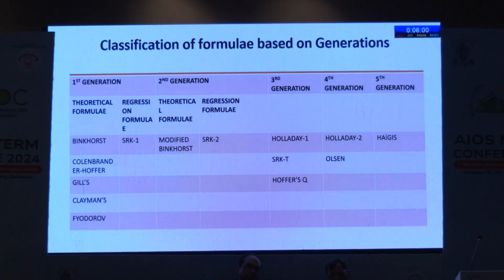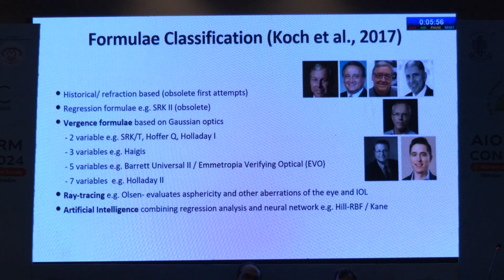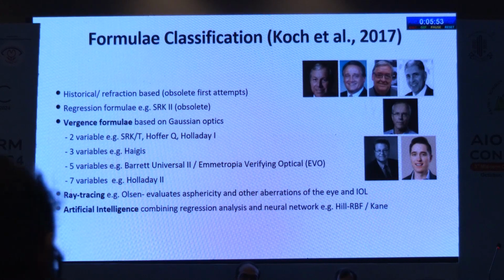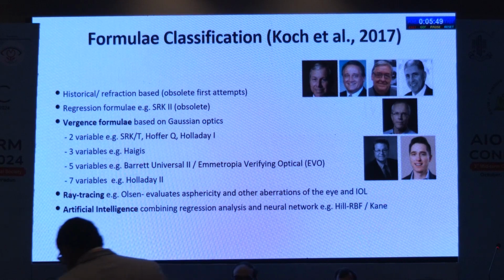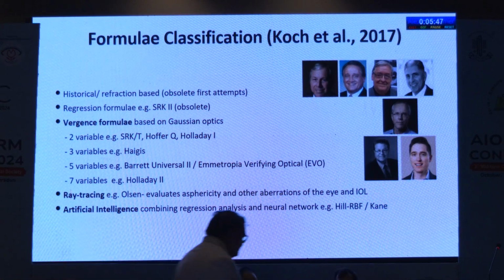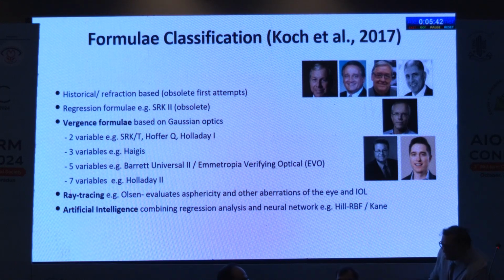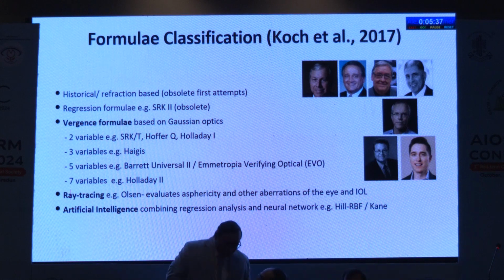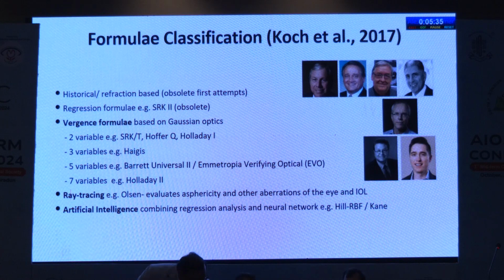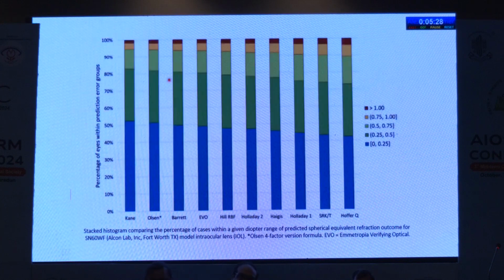The IOL power formulas can be classified based on generation, which is now obsolete. A more practical classification of IOL formulas is on the basis of the principle: historical or regression formulas, which are now obsolete. The vergence formulas are based on Gaussian optics, which can be divided further depending upon the number of variables they use, either 2, 3, or 5 or 7 variables. Then there are ray tracing formulas, an example is the Olsen formula, and nowadays artificial intelligence formulas, which combine regression analysis and neural network. Examples are the Hill RBF and Kane formulas.